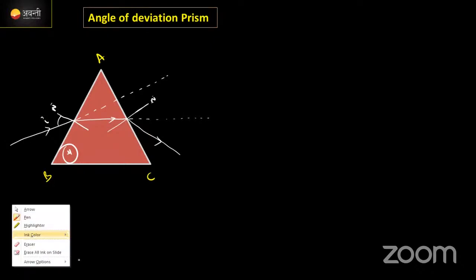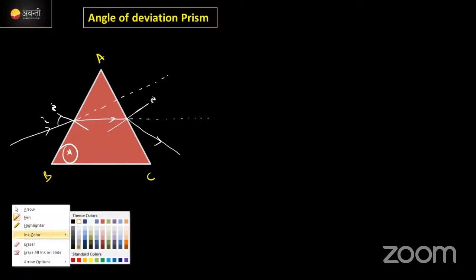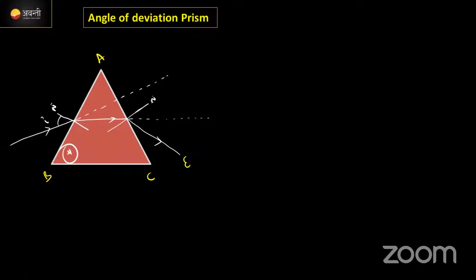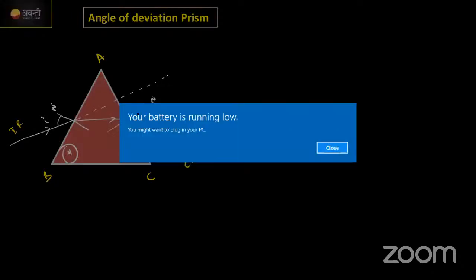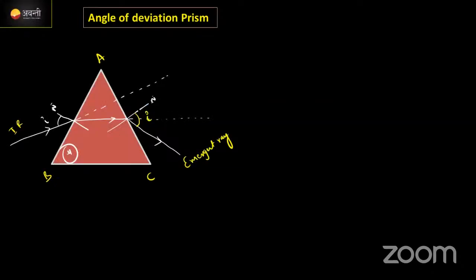Here, what is this? This is an emergent ray basically. This is an emergent ray. Correct now? This is the incident ray. This is the angle we call the emergent angle. We can denote this one with I2. This is I1.